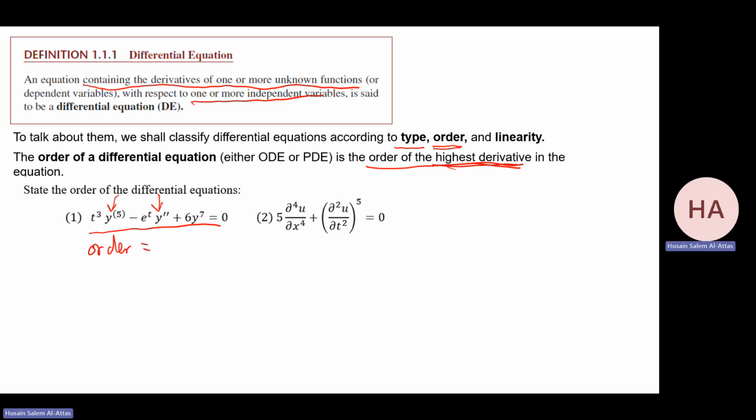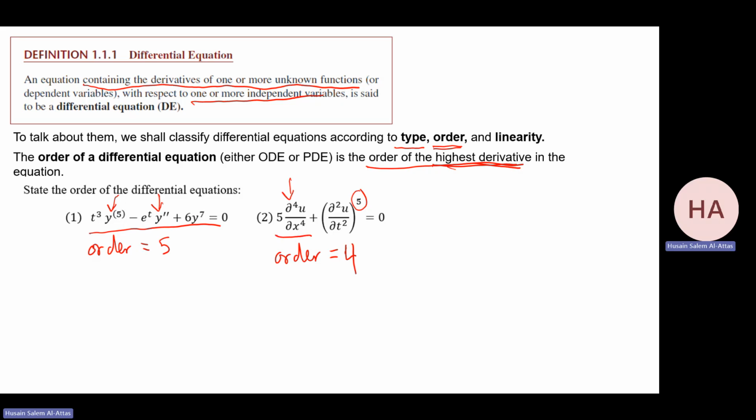If you look at this one, you have a fourth derivative, and you have the second derivative to the power 5. I don't care about the power 5. So I have fourth and second, so what will be the highest derivative? The order will be 4. It will not be 5, it will be 4.